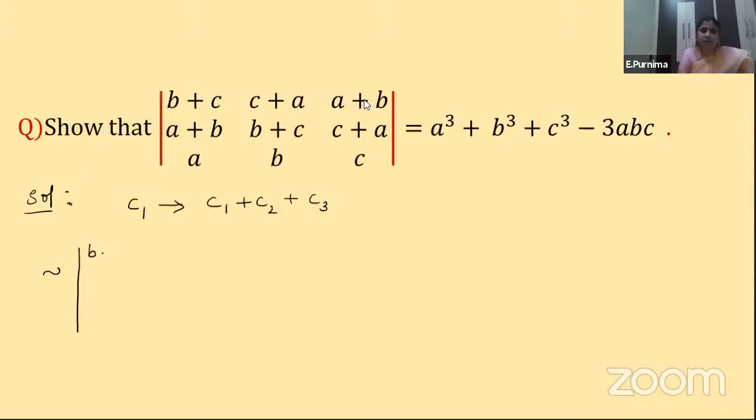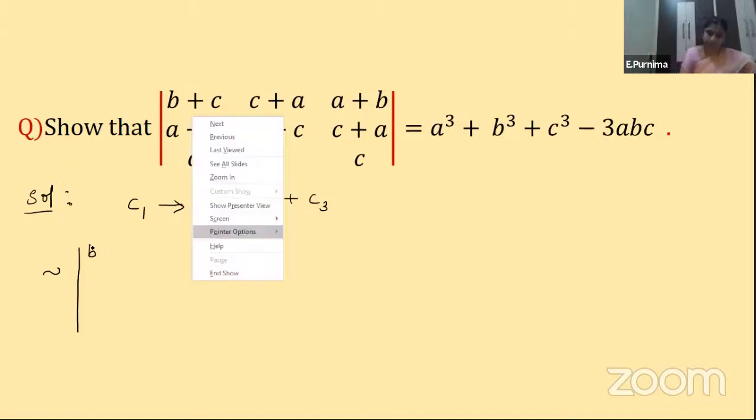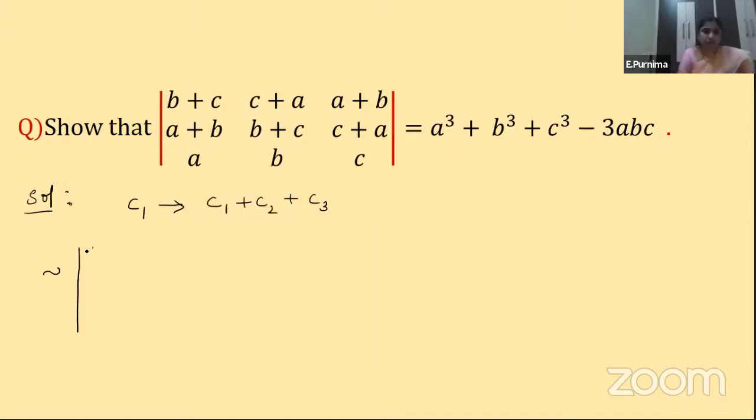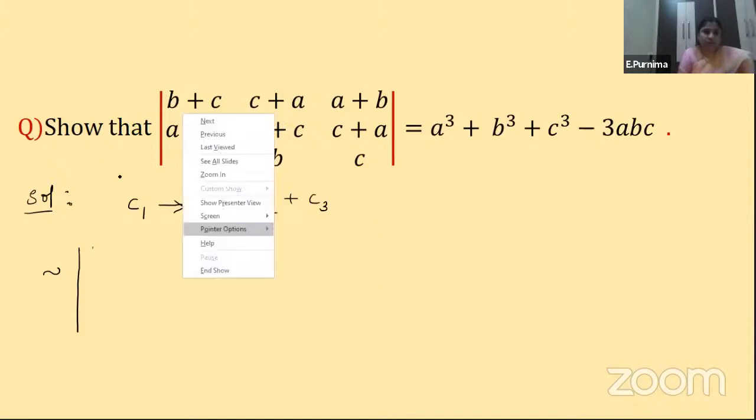Okay. B plus C plus C plus A plus A plus B means what we get, children, if you observe, two B's are there, two A's are there, two C's are there. That means what? 2A plus 2B plus 2C. Can you write directly? Yes. So it is 2A plus 2B plus 2C.